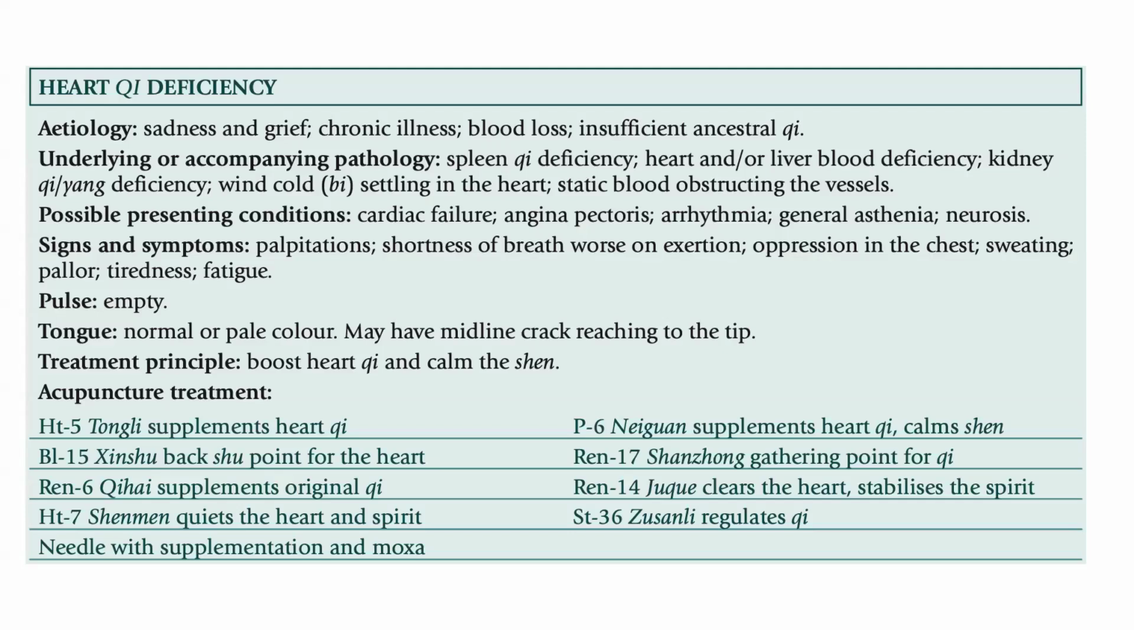Pericardium 6 supplements heart chi and calms the shen. Ren 17 is a gathering point for chi. Ren 14 clears the heart and stabilizes the spirit. And stomach 36 regulates chi. Needle with supplementation and moxa.